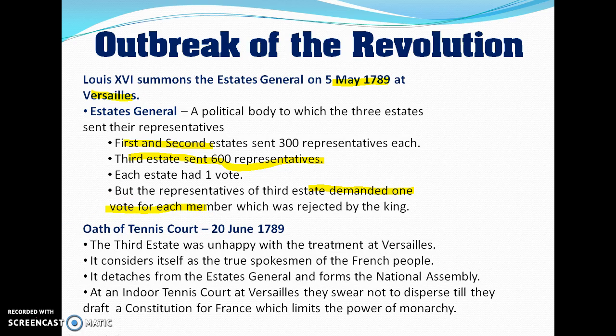After this, the third estate was unhappy with this treatment, and it wanted to detach itself from the Estates General and formed a new body called the National Assembly. They considered themselves true spokesmen of the French people. This National Assembly was called at an indoor tennis court of Versailles, where they swore not to disperse till they drafted a constitution of France which limits the power of the monarchy. So that was the oath taken by the representatives of the third estate, who called themselves the National Assembly from now on.